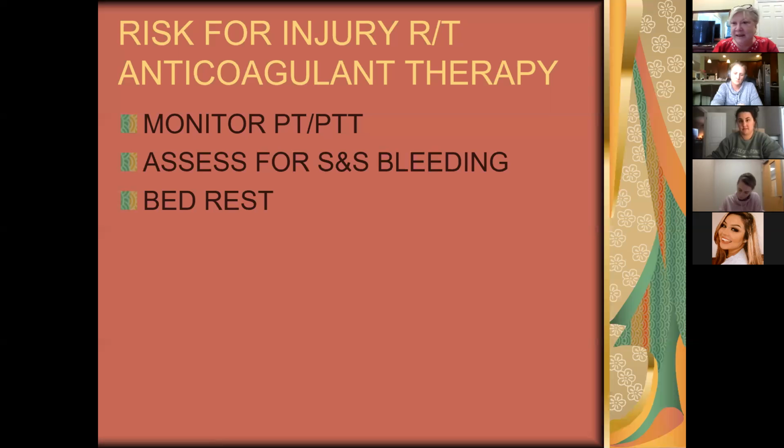Watch for signs of bleeding. Remember that a PT is for a patient on Coumadin, warfarin. A PTT is for a patient that is on heparin. If I ask you, I haven't seen the test.